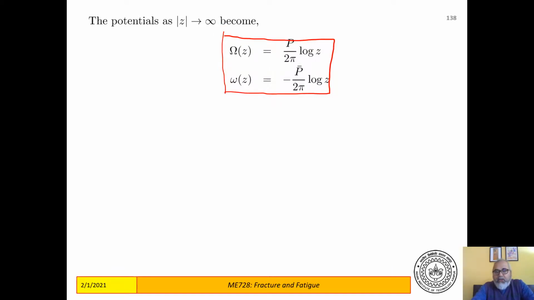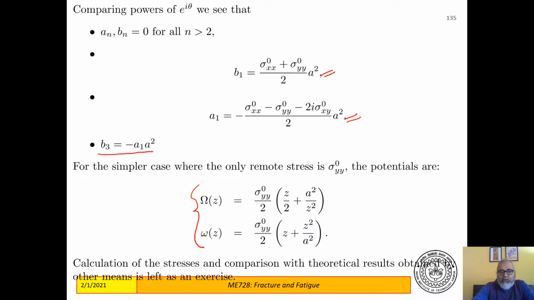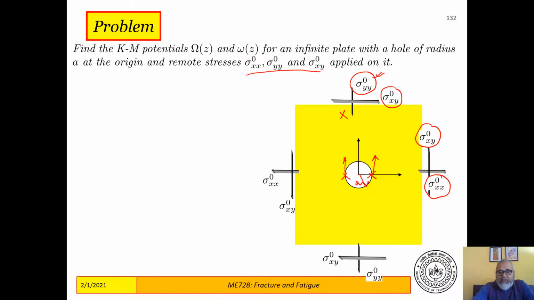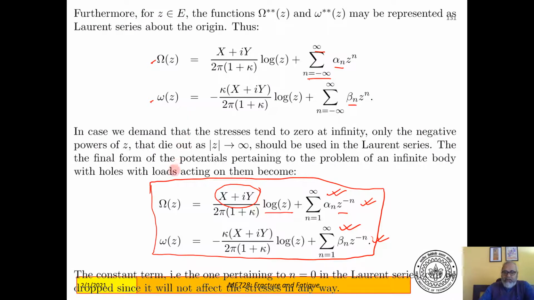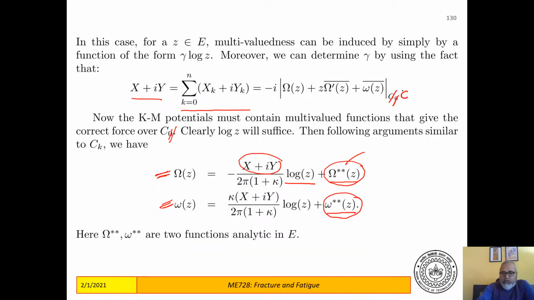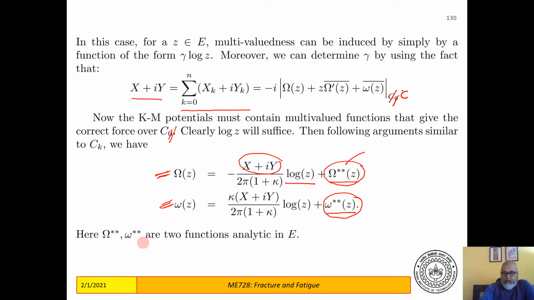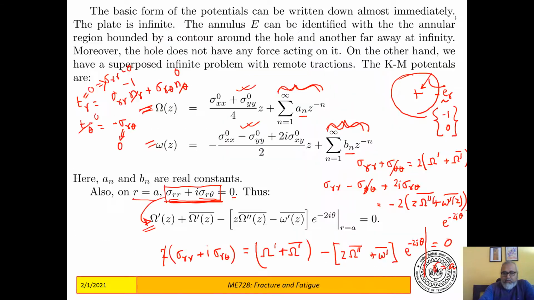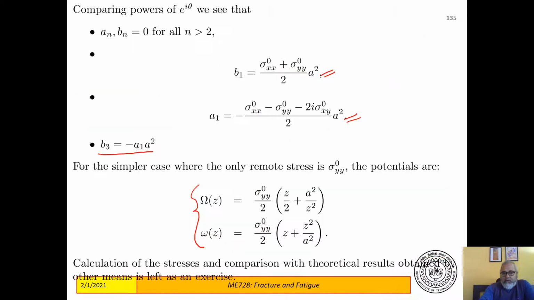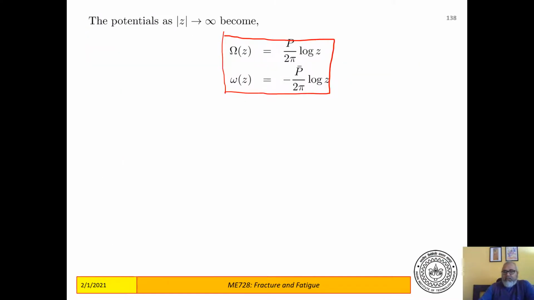In a full plane with holes, far away from the holes, the form is this. Close to the holes, the forms are these in a full plane. In a half plane, these are the forms of the potential far away from the holes as mod Z tends to infinity.